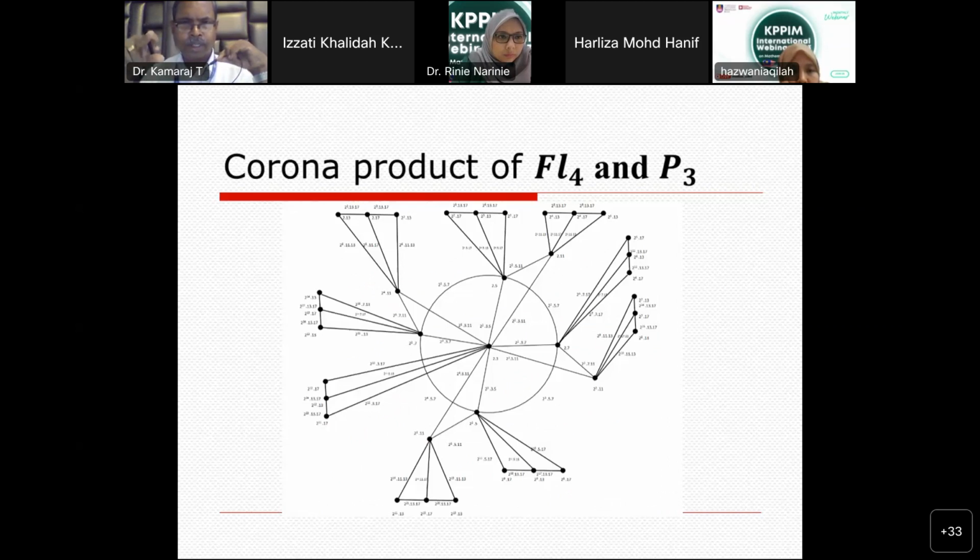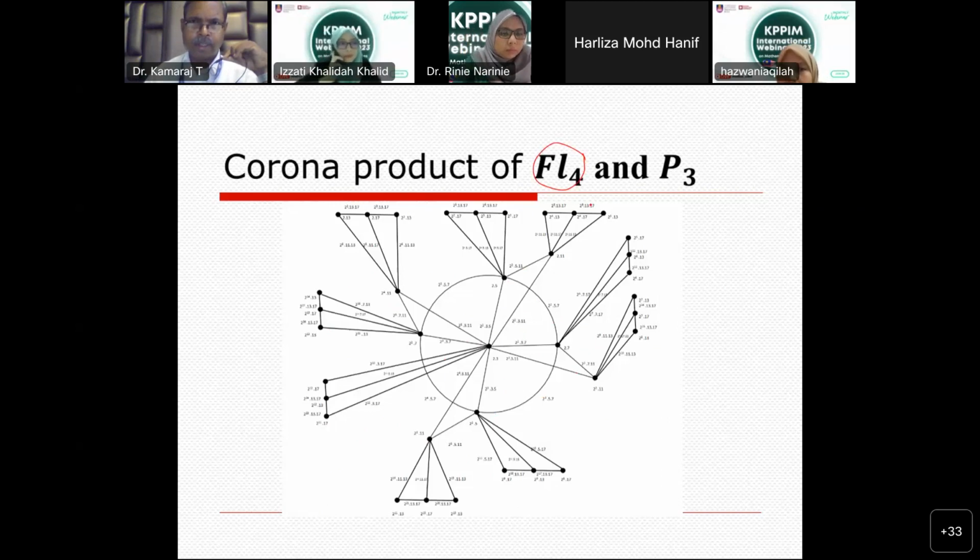Here in the Corona product, what we are doing actually, suppose we consider a flower graph that has 4 vertices, then P3 has 3 vertices. Now you attach a 3-vertex graph to each of the vertices of the FL4. That means, suppose FL4 has 5 vertices, you take 5 copies of P3, then attach one with each of the vertices of the flower graph. Such a graph we are calling the Corona product. For the Corona product also we are able to establish M Zumkeller labeling, and that is explained on the screen. I think the font size is small. I can share it later, for those who are interested. Okay.